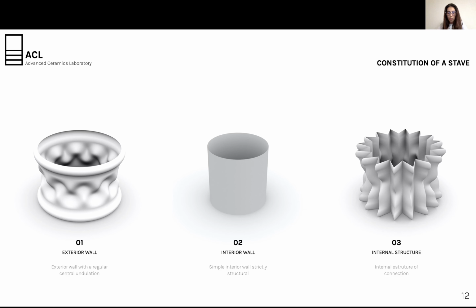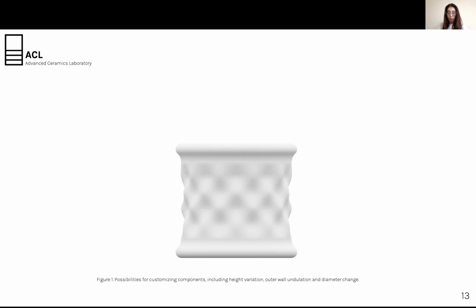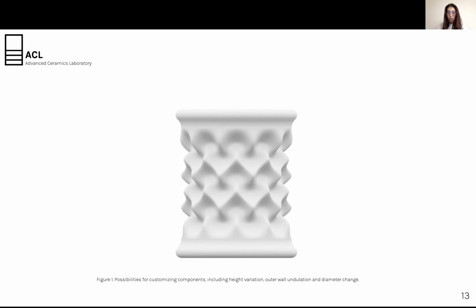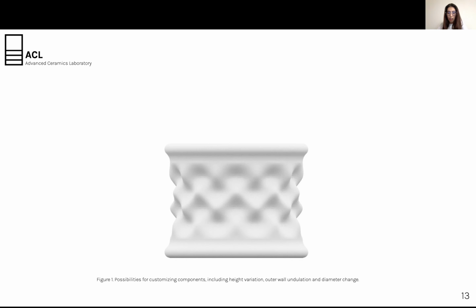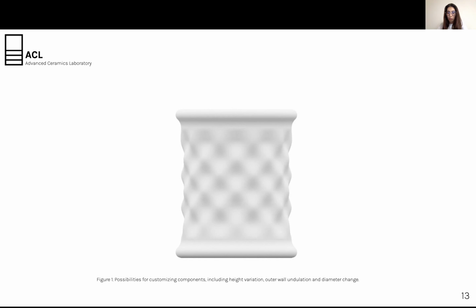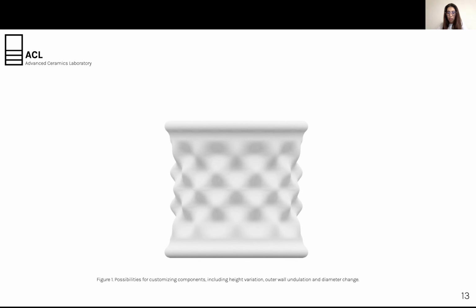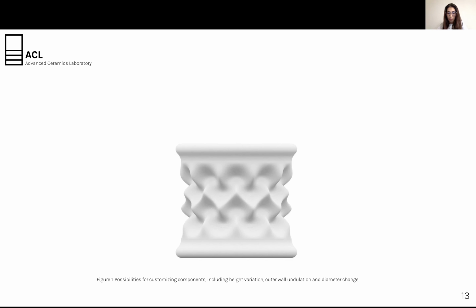For the geometric definition of the shape of the components, a parametric model was developed for the customization of each component, namely the variation in A and the radius of the shape, the number of points and the amplitude of each undulation, and the number of divisions of the inner walls that allows the union between them.